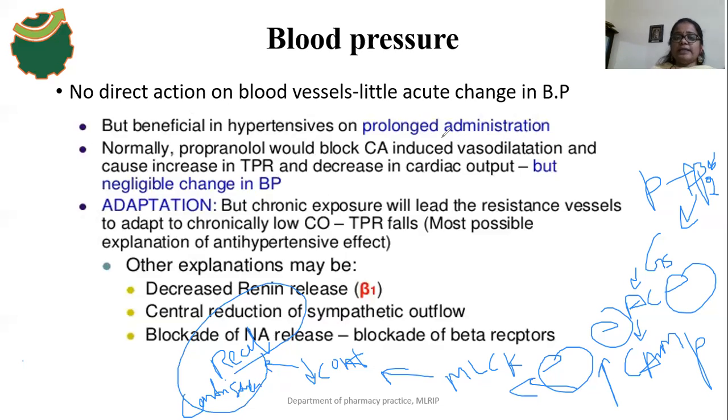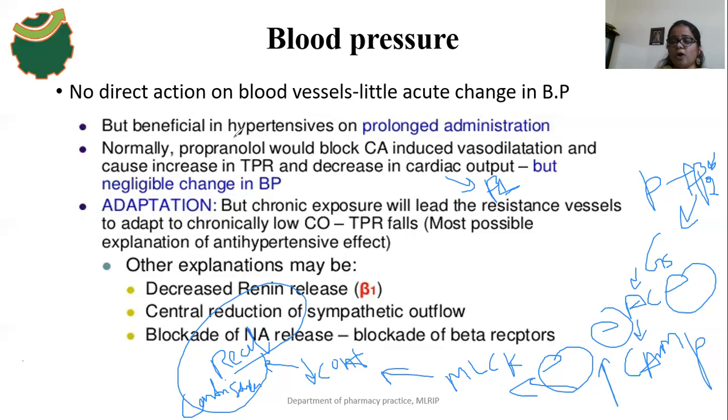vasodilation. Okay, and it increases the total peripheral resistance also, and it decreases the cardiac output. The peripheral resistance increases as a result of the blocked vasodilation. But this propanolol drug also decreases the cardiac output. Why does it decrease the cardiac output? Because this propanolol drug also binds with beta 1 receptors. That's why it decreases the cardiac output.